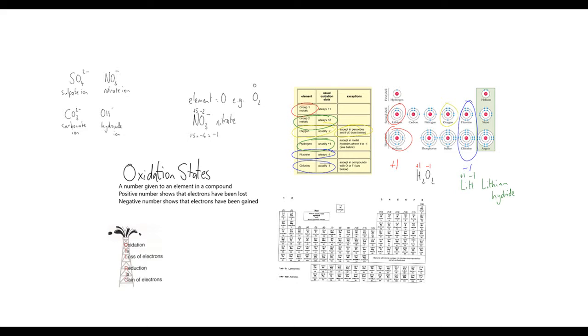Where you're unsure, check the electronegativity of an element. The more electronegative an element is, it will be the negative one in the compound. This is why fluorine is always -1, because it is the most electronegative element. As you go up the periodic table, electronegativity increases, and as you go from left to right, electronegativity also increases.